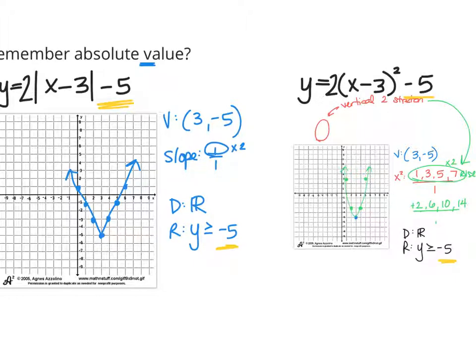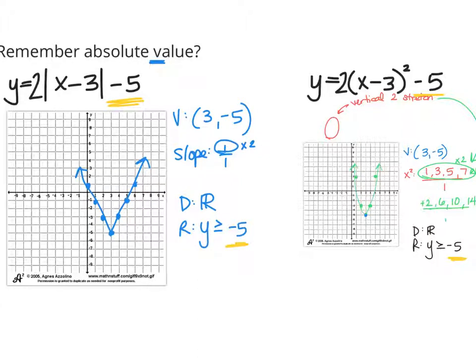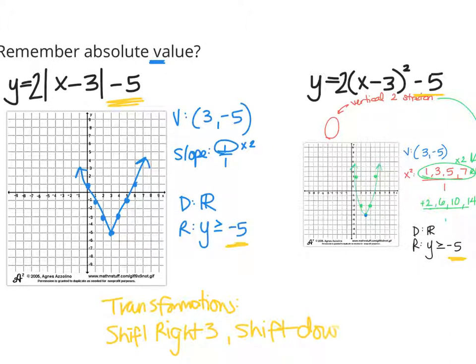All right, and then the last thing that I want to tell you is that if we were to name transformations, they would be the same for both of these. So if we were actually going to name transformations out in words, because you'll see this on your assignment, they would be right 3 or a shift right 3. They would be a shift down 5. And then again, we call that 2 on the outside a vertical stretch of 2.